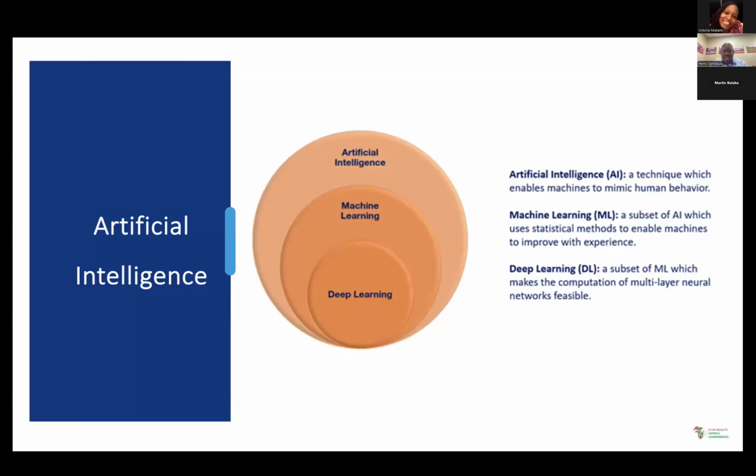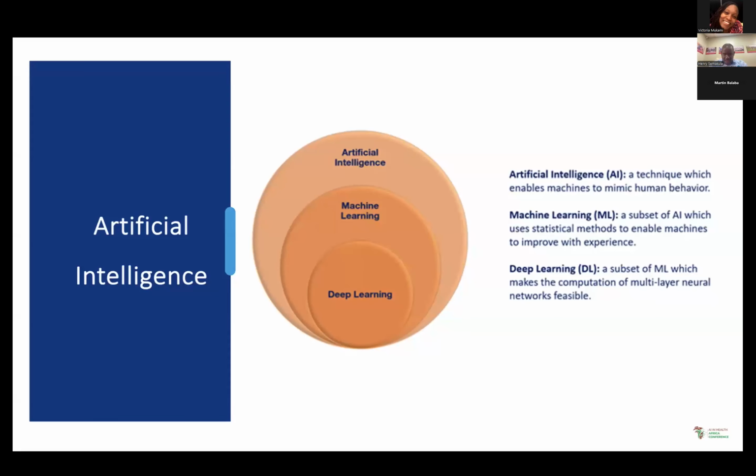Let's get a clear understanding with a diagram. The bigger circle is artificial intelligence, like the way I said. Artificial intelligence is all about the techniques that enable a machine to mimic human behavior in a smart way. And inside there, we have what we call machine learning. Machine learning is artificial intelligence. Machine learning is just a subset of artificial intelligence where you use statistical methods to enable a machine to improve on experience.